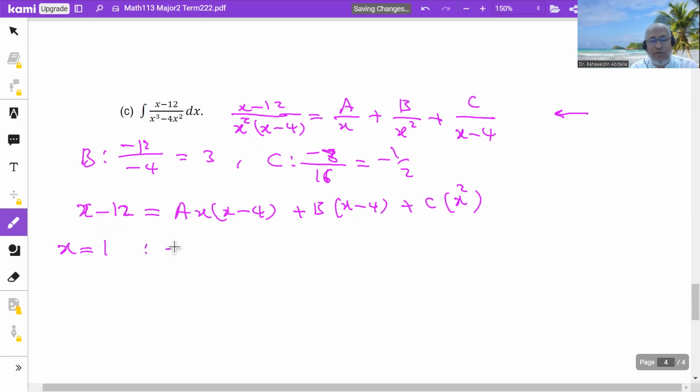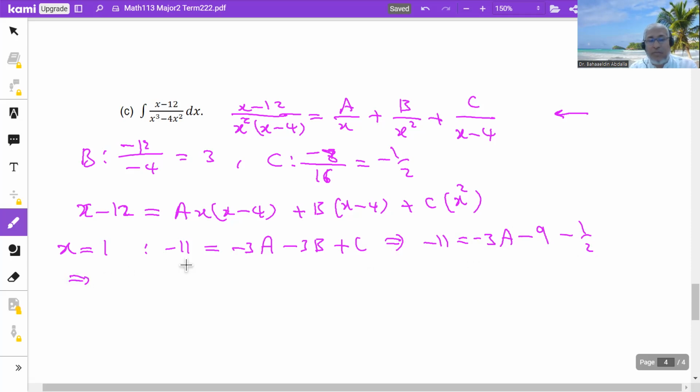1 minus 12, that's negative 11. 1 times minus 4, negative 3 times 1, so this is negative 3a. 1 minus 4 is negative 3b. 1 square, so this is plus a. So negative 11 would be equal to negative 3a. Now I know b is 3, so this would be negative 3 times 3, that's negative 9. And I have c, which is negative half.